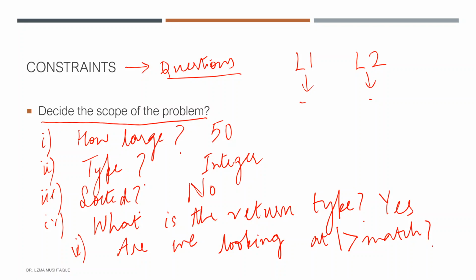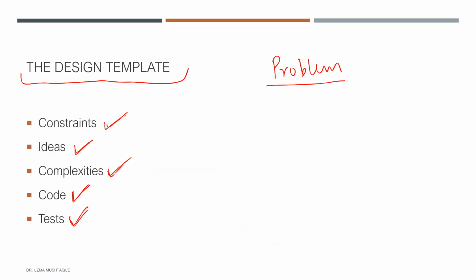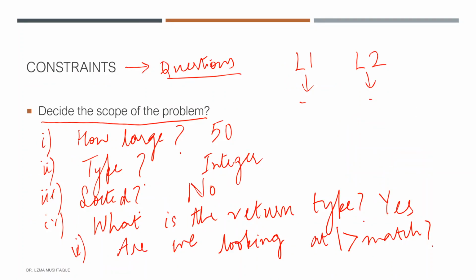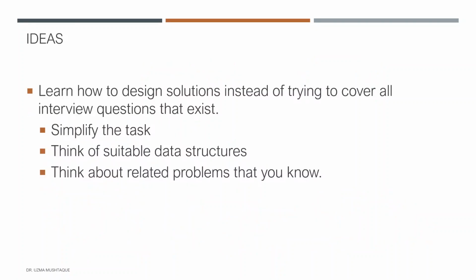Now, if you remember from the template, the second step is ideas. So we start brainstorming how we will solve this. The first thing that you need to understand is that we will be focusing on how to design solutions instead of trying to cover all interview questions or all practice problems that exist, because that's almost impossible to cover. But something that's actually possible to cover is to build these strategies that would help us solve those problems.